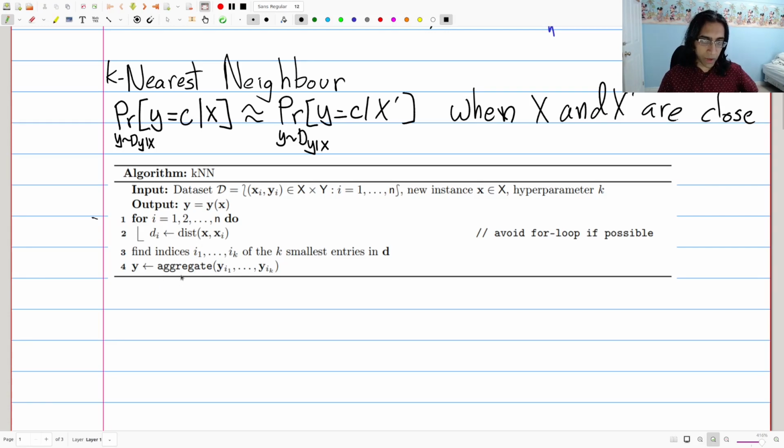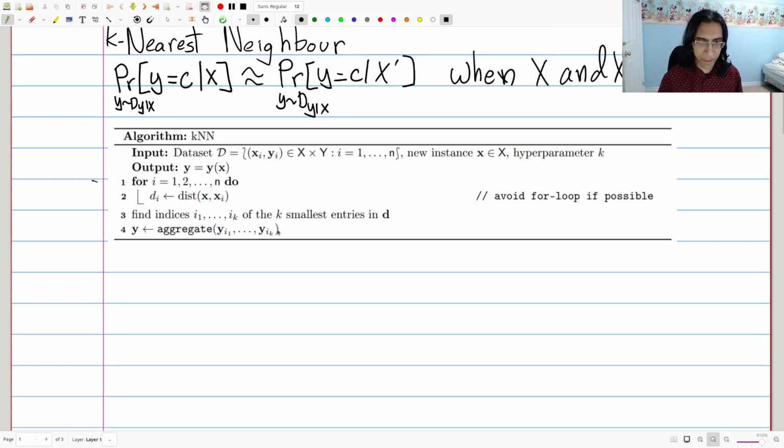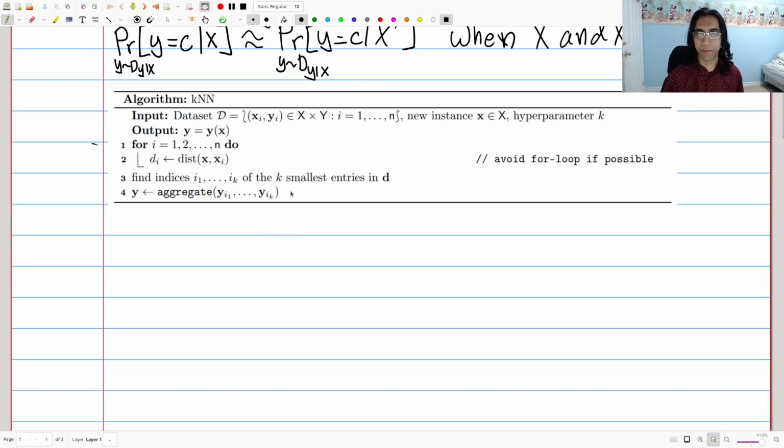And somehow we're going to aggregate the labels according to those things. So to say this maybe in common parlance, what we're going to do is find the k nearest neighbors and make a prediction based on their labels. Let me give you a brief illustration of what this might look like. I'm going to make an example on the fly.